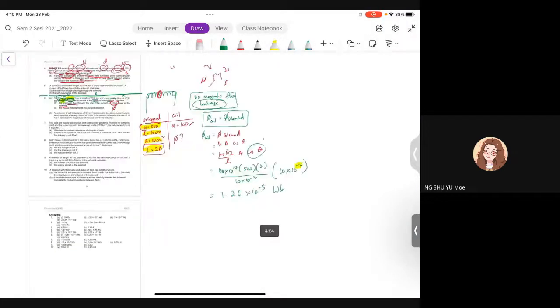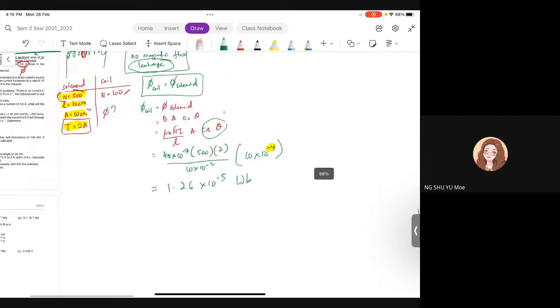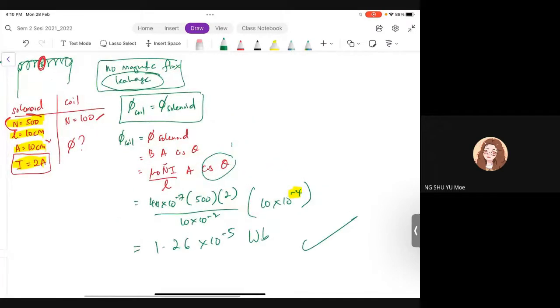Betul tak? Nombor 6, betul. Unit dia adalah Weber. So dari sini kita tahu bahawa kalau tak ada mention leakage, ni terbocor, so you boleh guna formula phi coil adalah sama dengan phi solenoid. Okay, boleh tak?